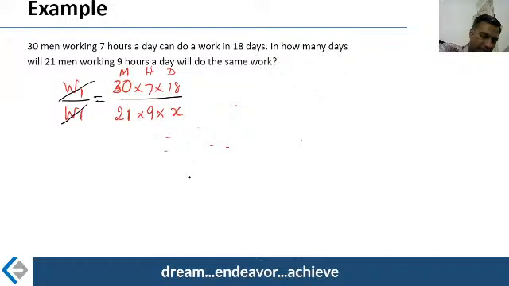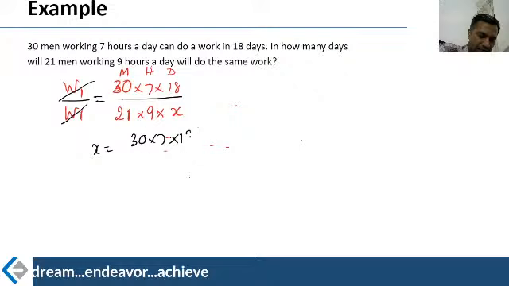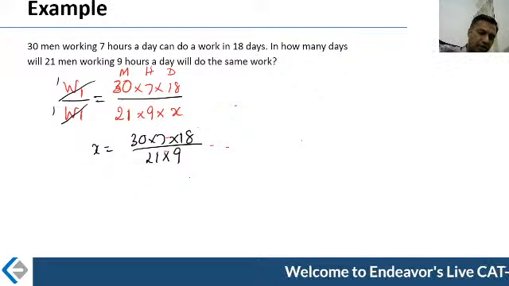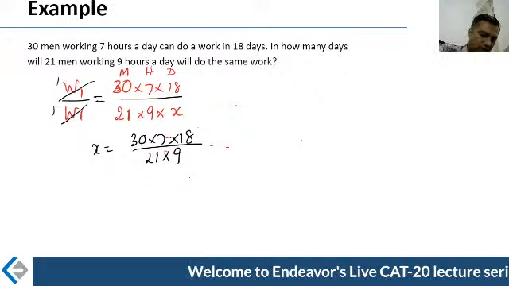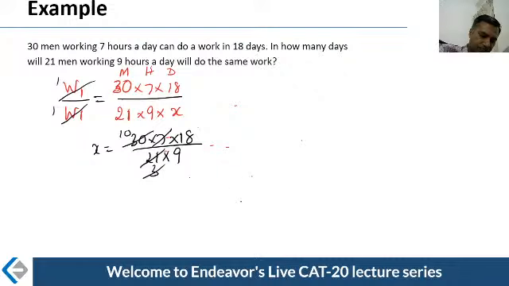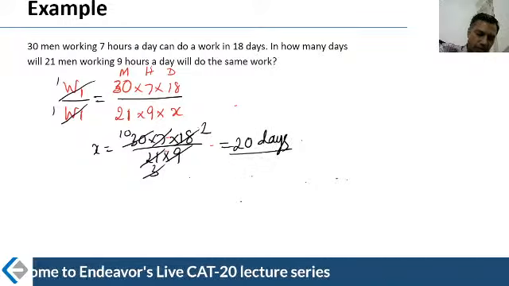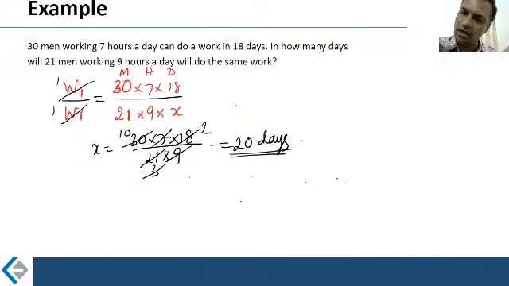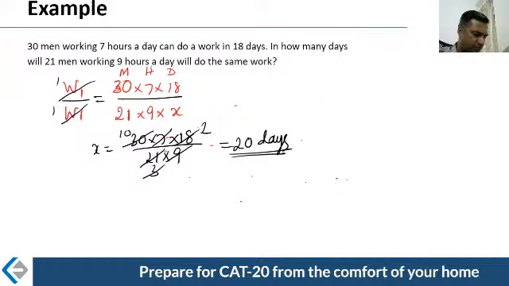Therefore X is equal to 30 into 7 into 18 divided by 21 into 9. This is a simple calculation. 7 3 times, 3 10 times, 9 2 times. Therefore X is equal to 20. Sorry, 20 days, X is the number of days. So in 20 days, the desired number of people should work on this particular project. Very simple, straightforward question.